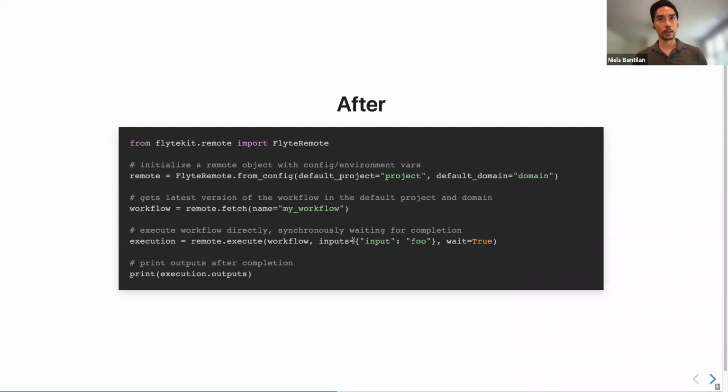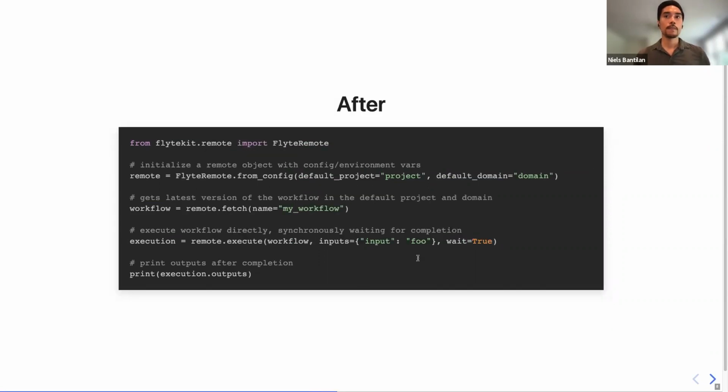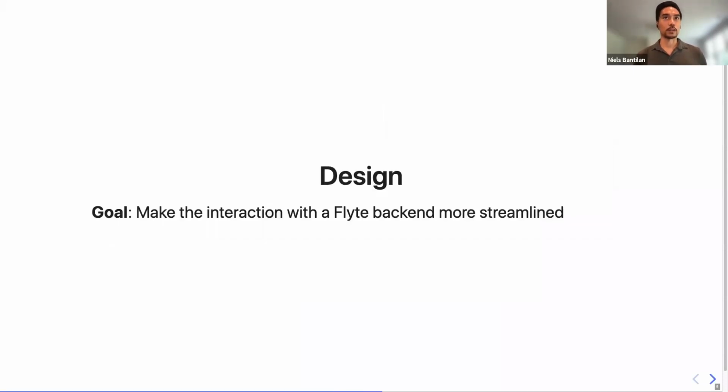And you can give it Python values instead of having to import the whole literal package thing back in the before picture. And you can see that I'm adding this wait equals true argument in the execute method, and that will wait synchronously for the execution to complete before returning the workflow execution. And then you can print the outputs. So this is the before and after snapshot.